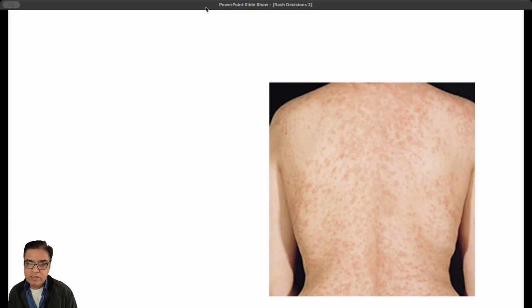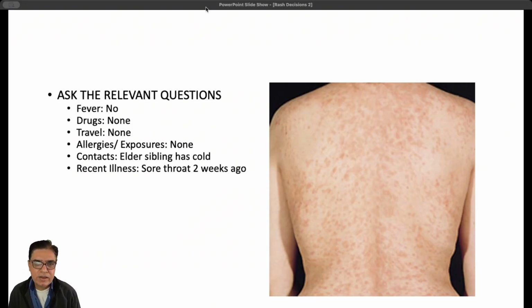So if you see this, again, as I said, your approach should be very methodical. You would always start by asking the right questions and then looking for visual clues or describing the rash with its visual clues. So let's say this child has got a history. You ask about fever. There is no fever. Has he taken any medications recently? No medications. Okay. Has he traveled anywhere? No travel anywhere. Has he got any history of allergies or exposure to something? No history of allergies. Any contacts? The elder sibling has got a cold. Okay. What about himself? Any recent illnesses? Had a history of sore throat 2 weeks ago, which resolved on its own.